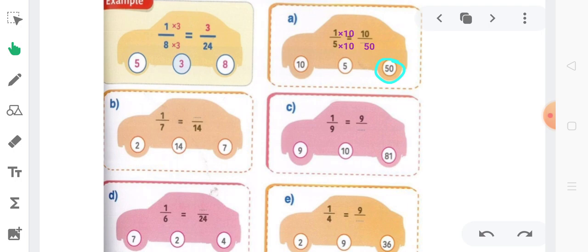Again, what is the completed part? The bottom part or the top part? 7 becomes 14. To become big, we should multiply up and down. 7 by what number? Give me 14. Of course, by 2, up and down.